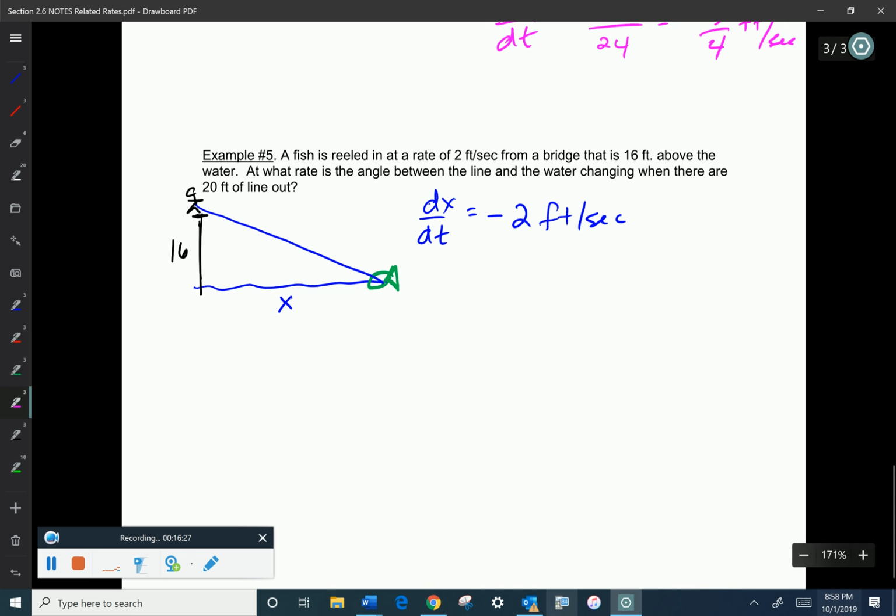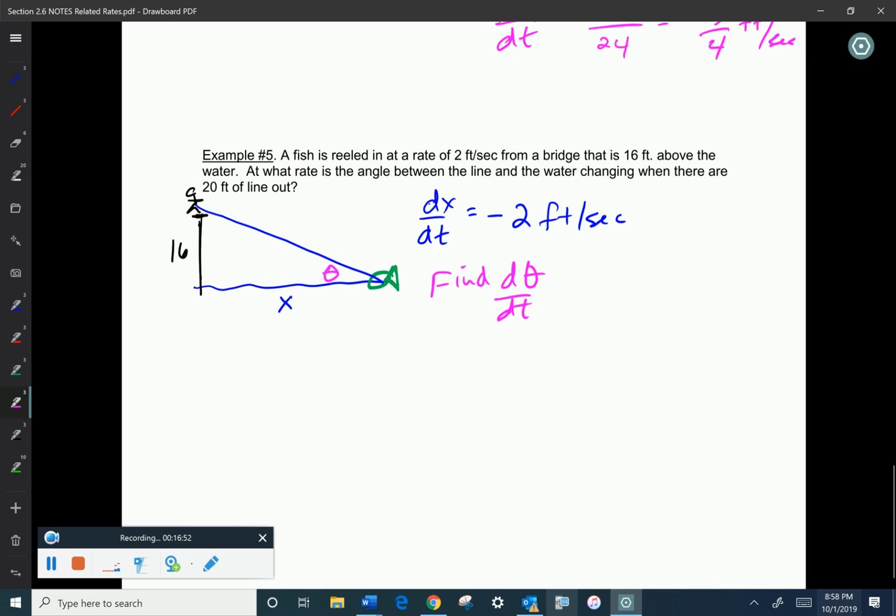Okay, here's the angle between the fishing line and the water. I'm going to call that theta, since it's an angle. At what rate is the angle changing? So I want to find the rate of change of the angle, so find d theta dt when there are 20 feet of line out.